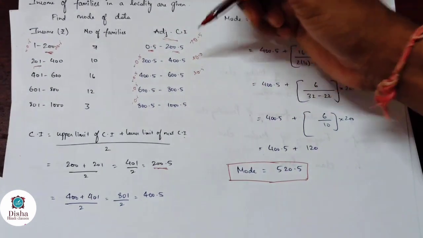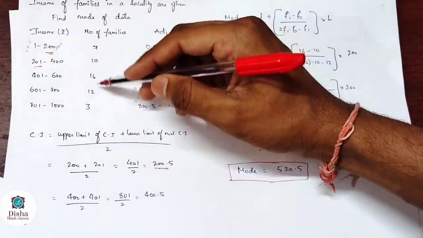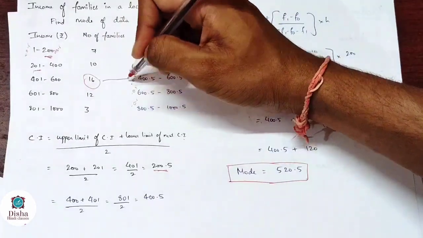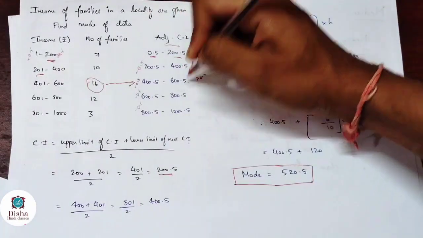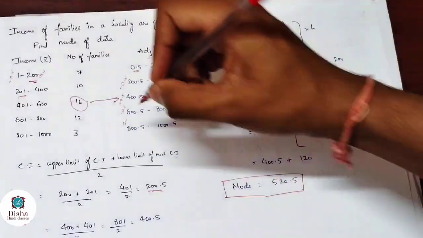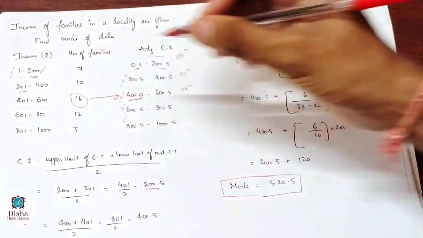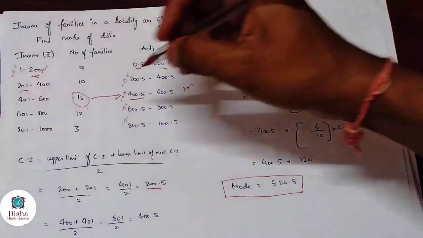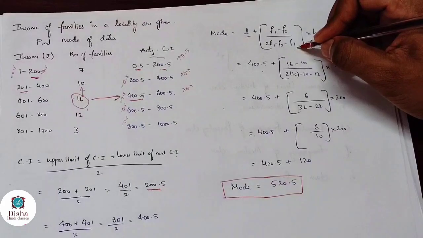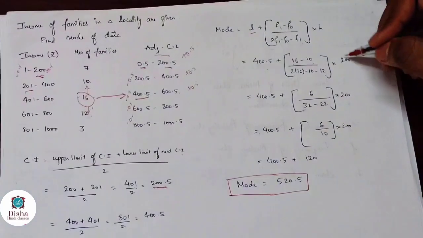Next, we have the mode. To find the model class, we look at the frequencies. The highest is 16. So this would become our model class, that is 400.5 to 600.5. Substituting in the formula, what is L? Lower limit of the model class, that is 400.5. F1 is the frequency of the model class, that is 16. F0 is the preceding frequency to the model class, that is 10. And F2 is the succeeding frequency to the model class, that is 12.